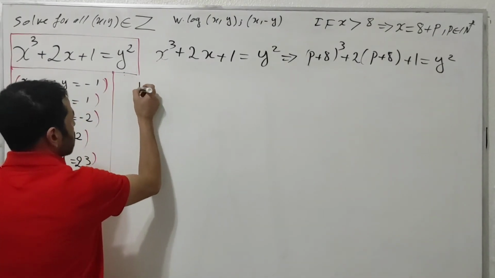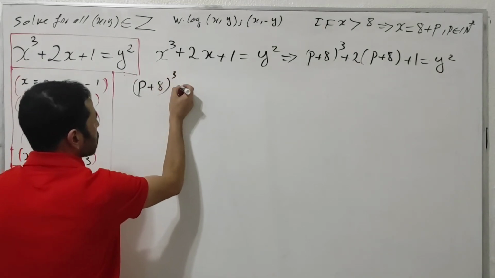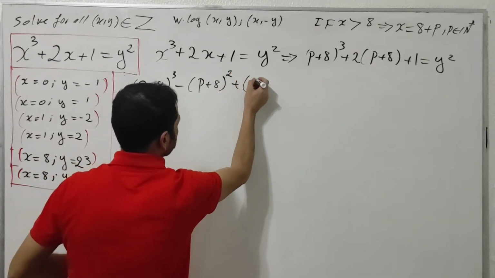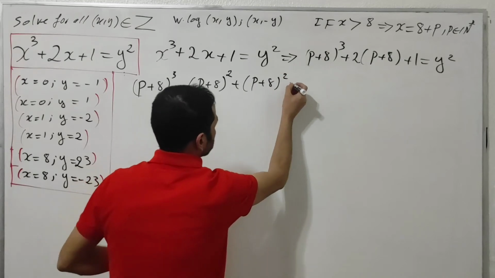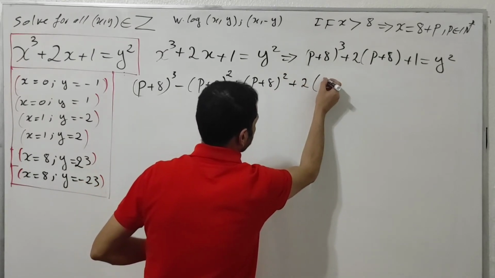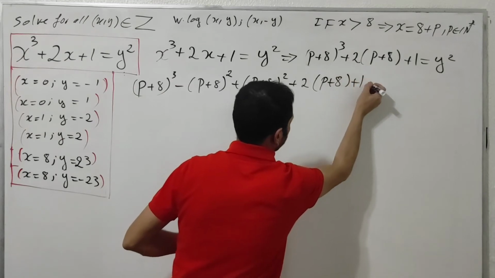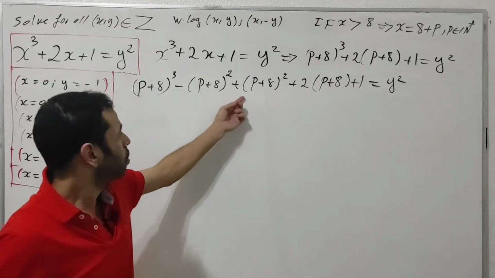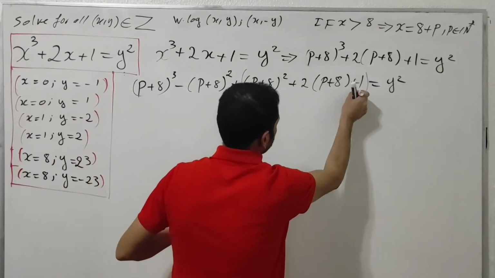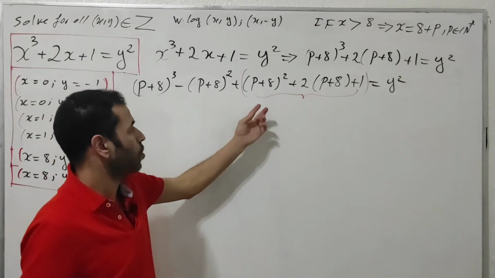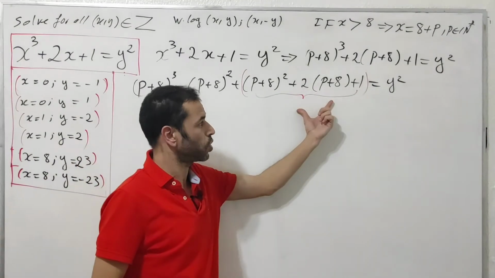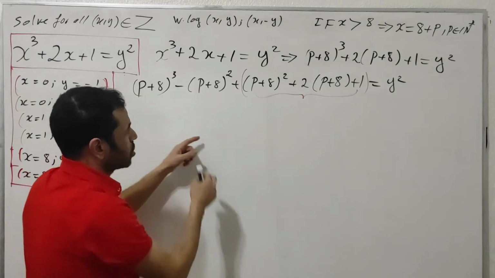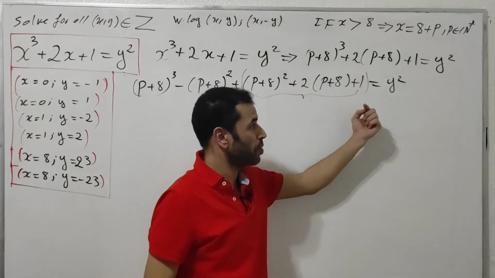So I will have (p plus 8) cubed minus (p plus 8) squared plus (p plus 8) squared plus 2 times (p plus 8 plus 1) equals y squared. Now I have completed the square here. This term will be written in the form of (p plus 8 plus 1) quantity squared. Now we have a perfect square here, plus this term. If I don't have this term, that means I have a perfect square here, which means I have more solutions coming up.